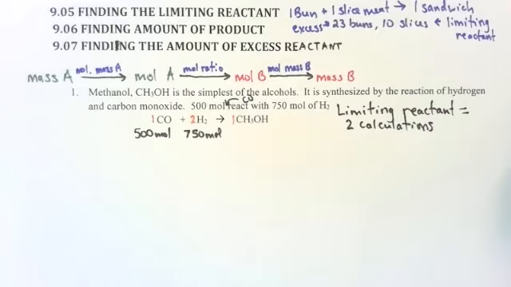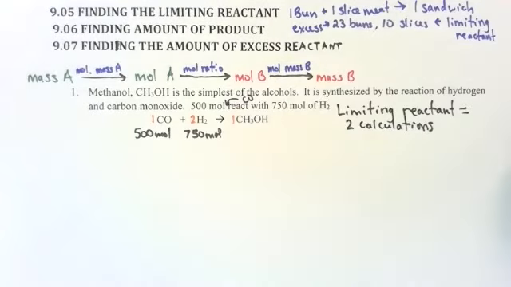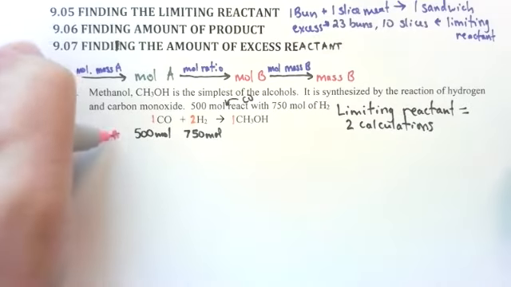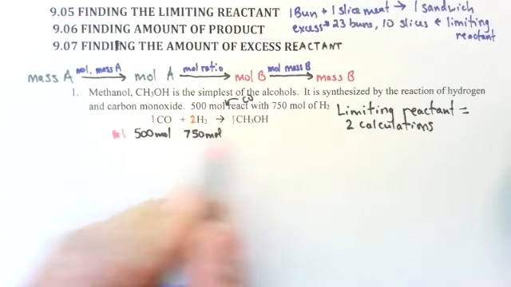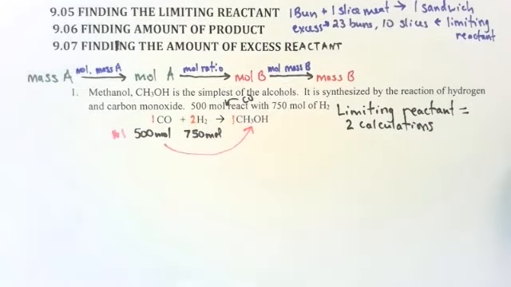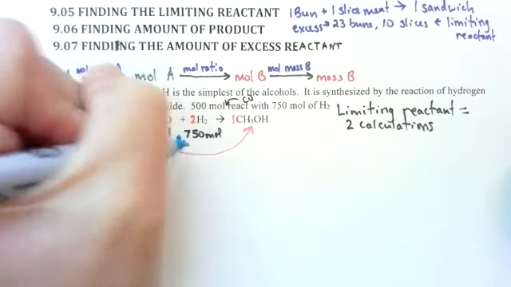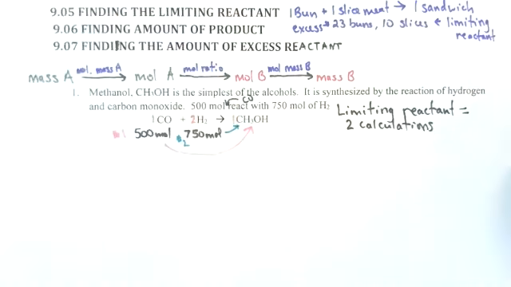The two calculations are going to be product, so we're going to call this number one. Let's do this. Number one: you're going to see how much methanol you can make with 500 moles of carbon monoxide. And then number two, you're going to see how much methanol you can make with your hydrogen. So let's start with calculation number one.